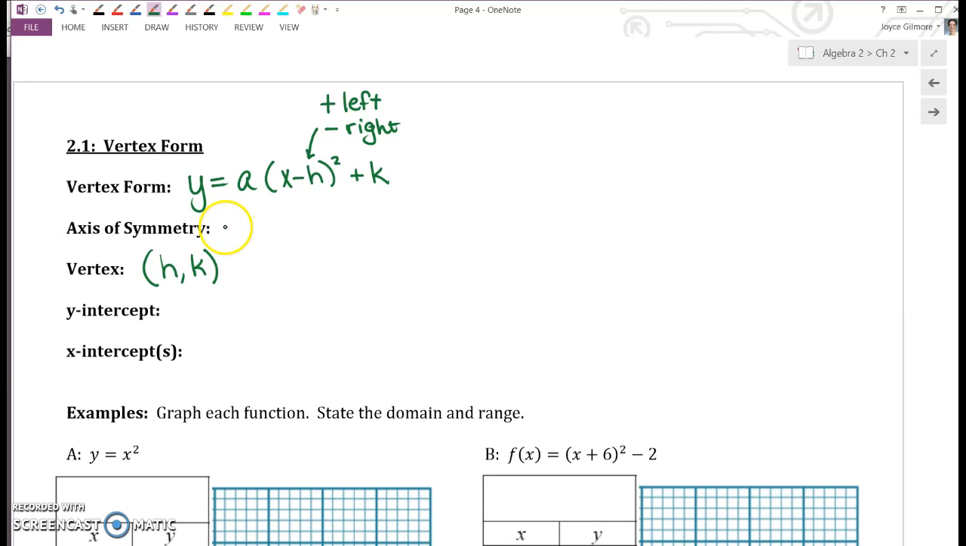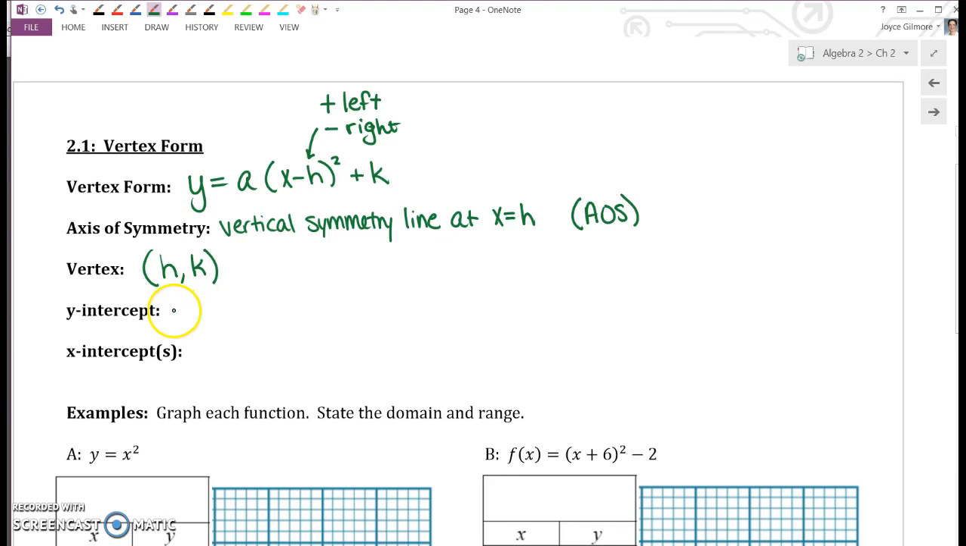The axis of symmetry is a vertical symmetry line at x equals h. The x value of the vertex is the axis of symmetry because the symmetry line has to go through that vertex. We are going to use the abbreviation AOS for axis of symmetry.